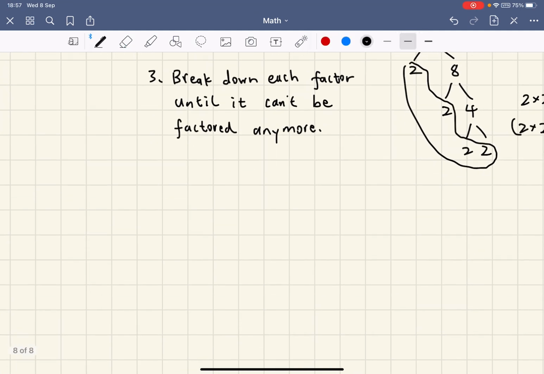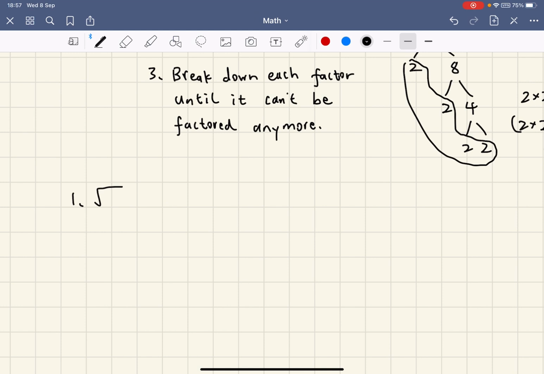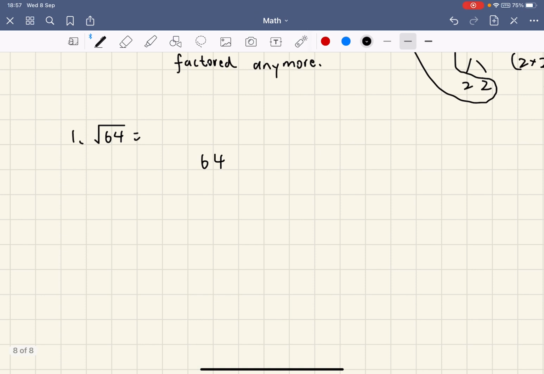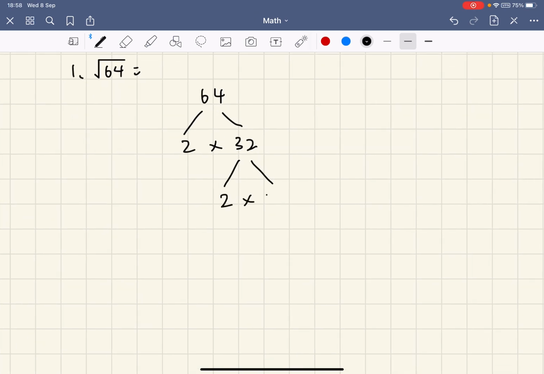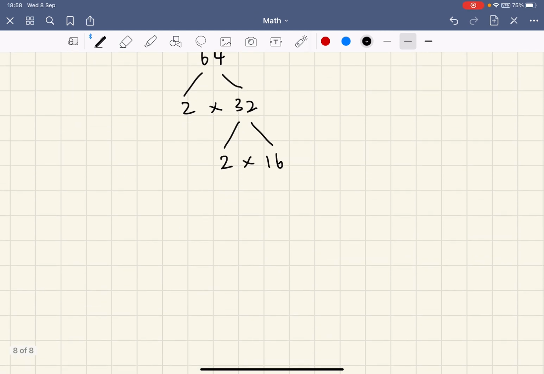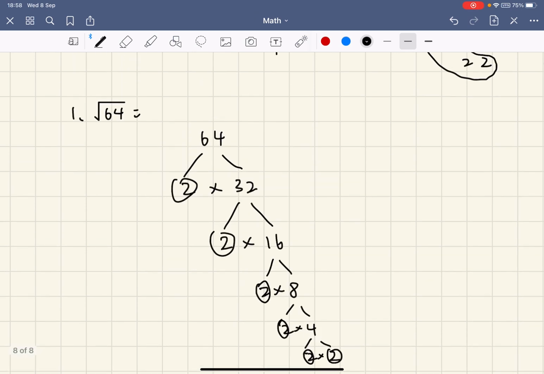What is the square root of 64? Again, first step, write the number at the top, write 64. Find a pair of factors. Let's say 2 times 32. Then we can do 2 times 16, breaking it down until it can't be factored, and we can do 2 times 8, 2 times 4, 2 times 2. So in total we have 1, 2, 3, 4, 5, 6, we have six 2s: 2 times 2 times 2 times 2 times 2 times 2.